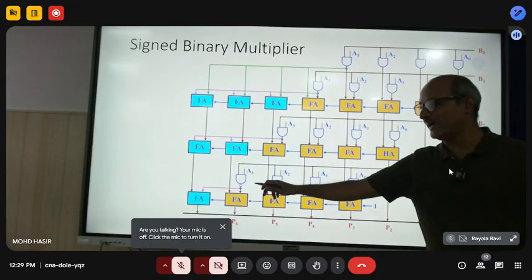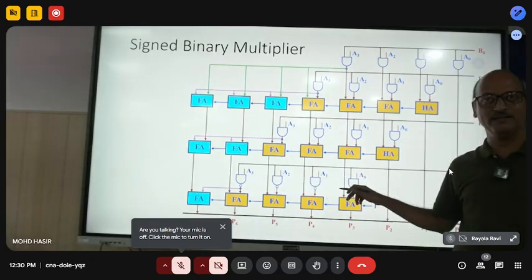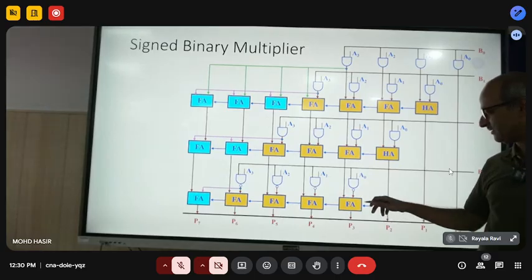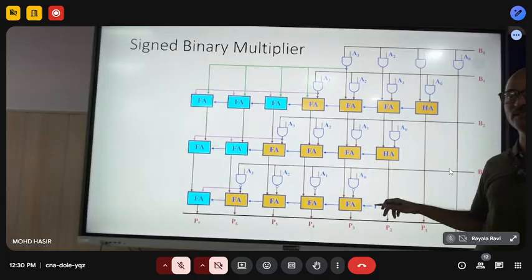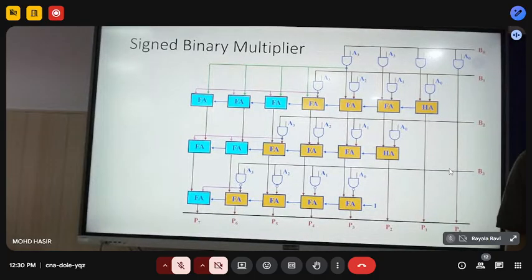Third partial product, addition, sign extension. Okay. Final partial product, I want to subtract. Subtract with what? 2's complement addition. So 2's complement is nothing but 1's complement plus 1. So we take the 1's complement, and in this full adder we have given carry-in equal to 1. 1's complement plus 1. Signed multiplication. Right.